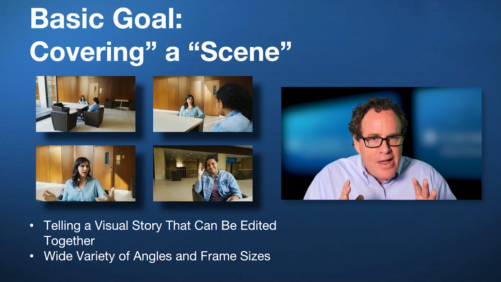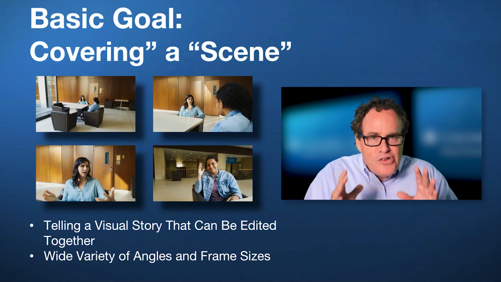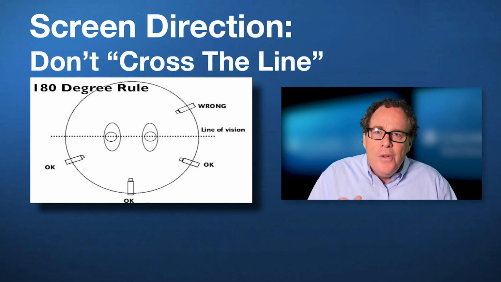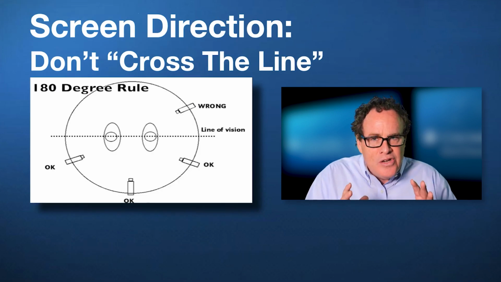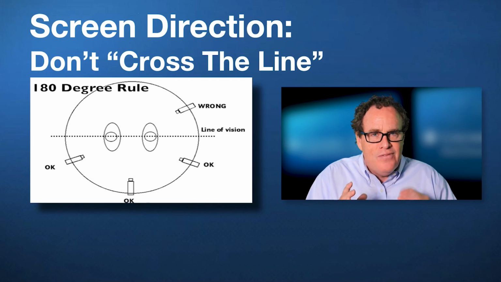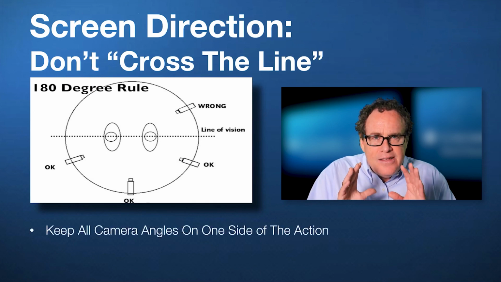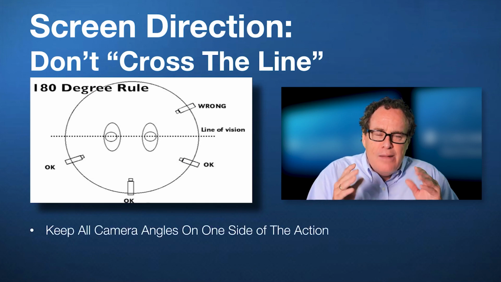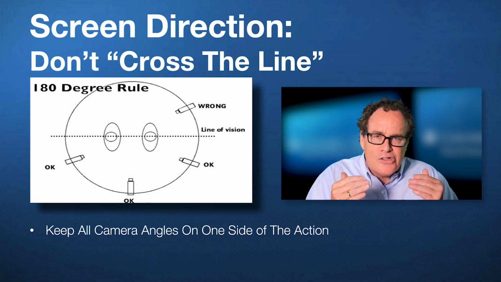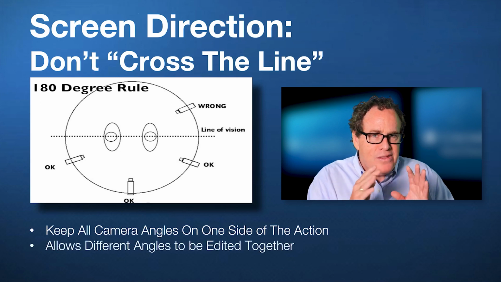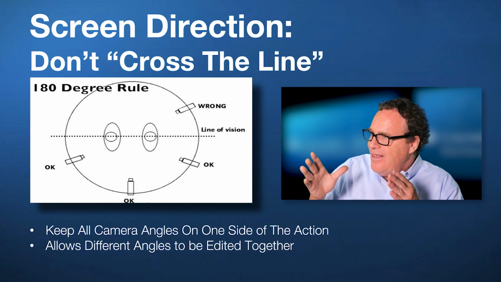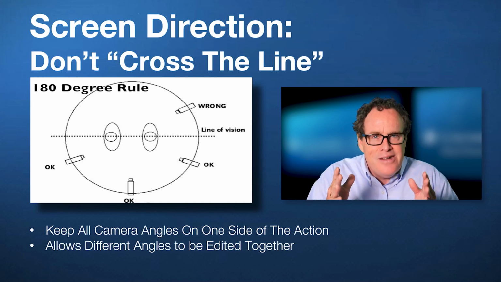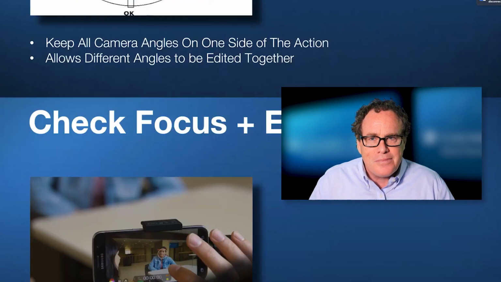We'll think about camera angles and positioning, and the key is how can you tell a story that visually makes sense to the viewer. One of the key concepts is screen direction, or not crossing the invisible line. The idea is to draw a line through the scene and put all the cameras on one side of the action. This way, people on one side are looking in one way and looking in the other on the other side. When you edit it together, it makes sense.